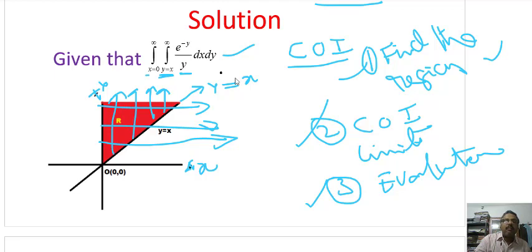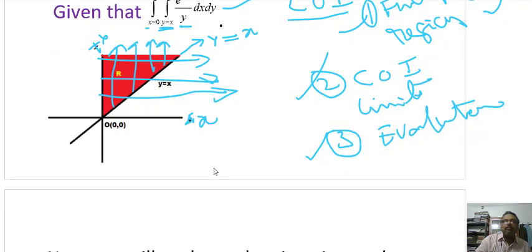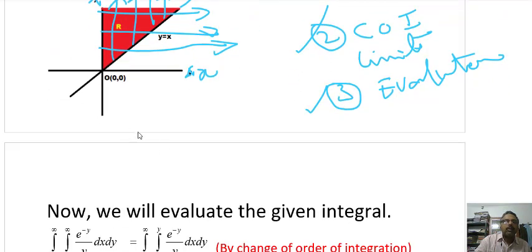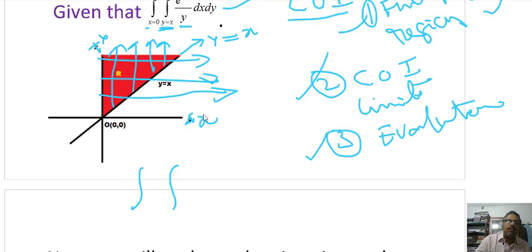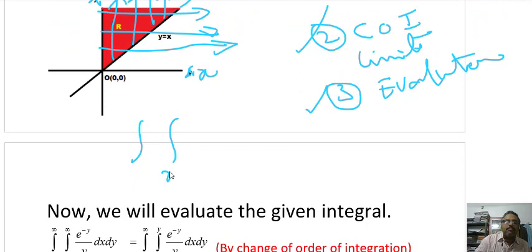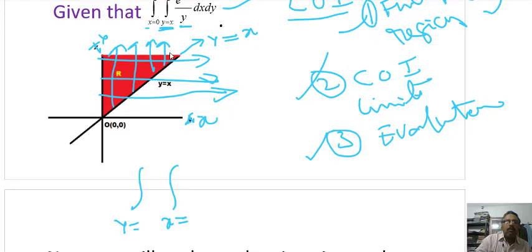Now change the order of integration. What is the procedure? I will explain here. In the previous integral, we integrated with respect to y, then with respect to x. Now with respect to x, what about the limits of x? Then the limits of y. Now observe the x limits along the x-axis.